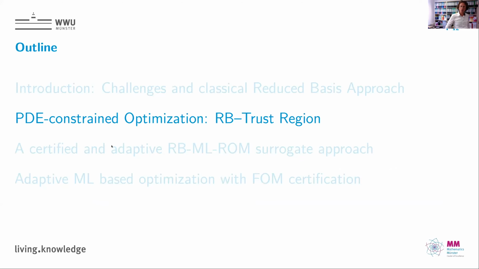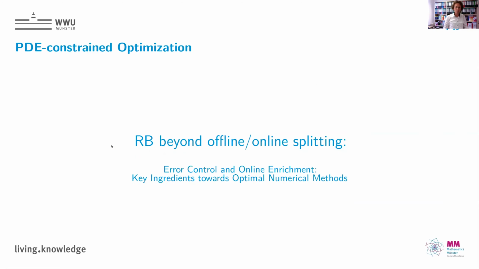So I now come to PDE constraint optimization, and this is clearly something we need to do, because what I told you up to now is only half of the story. And therefore, I now want to go towards something where we go beyond offline-online splitting. In the example that I presented before, we produced in an offline stage with huge HPC computations a reduced model, which is then very fast to evaluate in the online phase. But the problem is that this offline phase can be very computationally demanding and also very storage demanding.